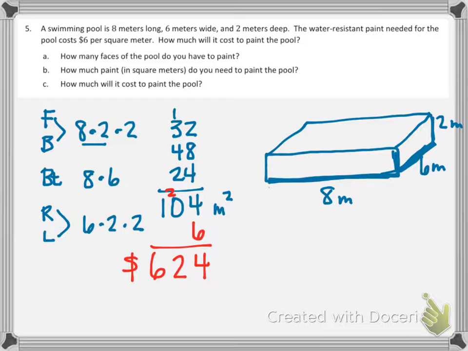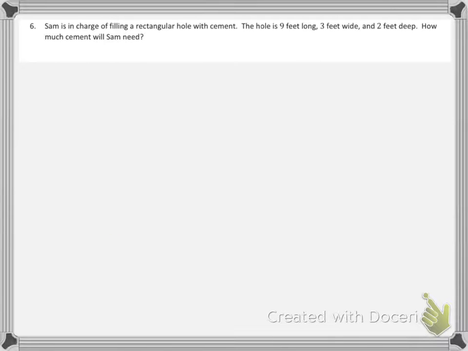Part A, how many faces of the pool? 5, because there's no top. All right, moving on. Number 6, Sam's in charge of filling a rectangular hole with cement. The hole is 9 feet long, 3 feet wide, 2 feet deep. How much cement will he need?